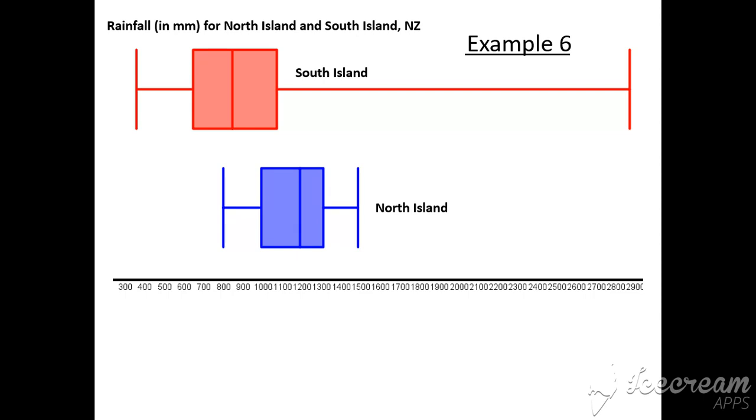Okay, well let's finish off with a box plot or box and whisker graph. So here's our last example. This is the rainfall measured in millimetres for the North Island and South Island of New Zealand. We have the South Island at the top in red and the North Island below in blue. So what kind of things could we comment about this box plot?